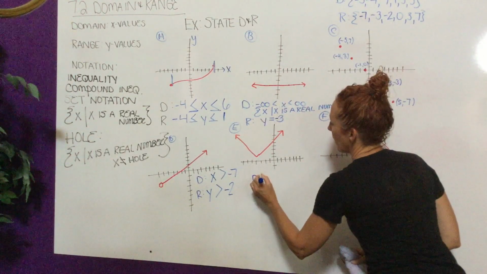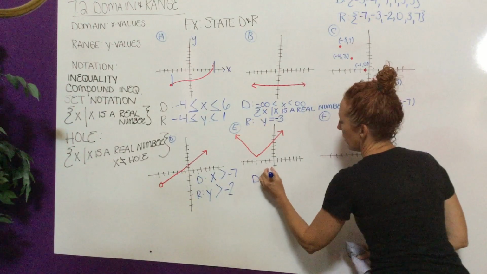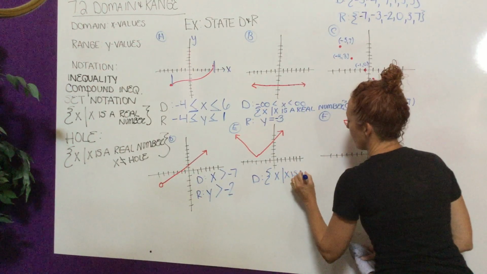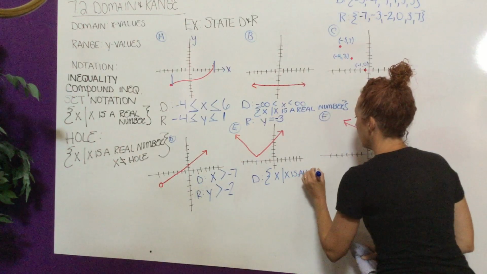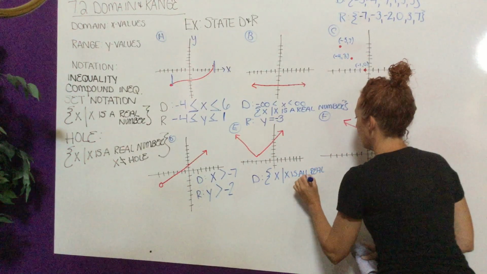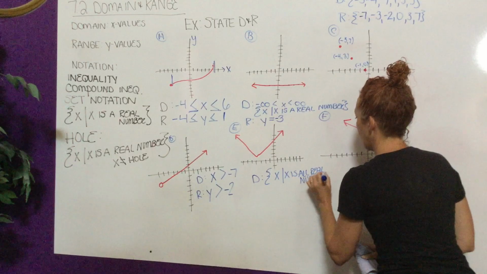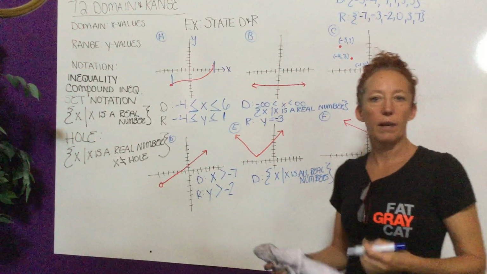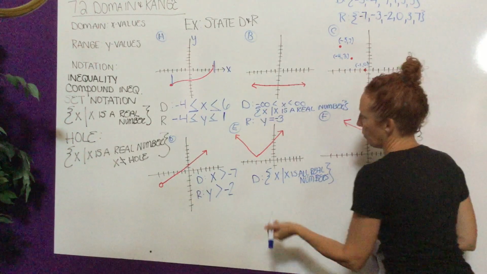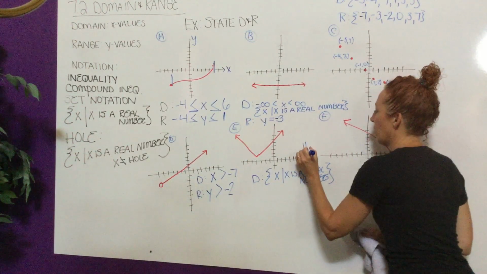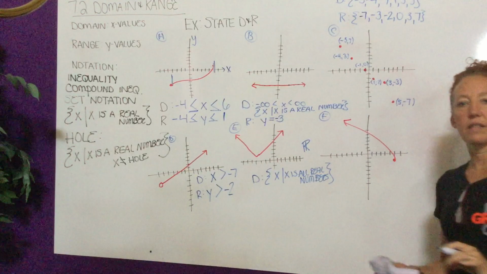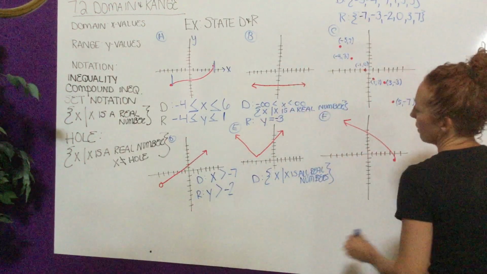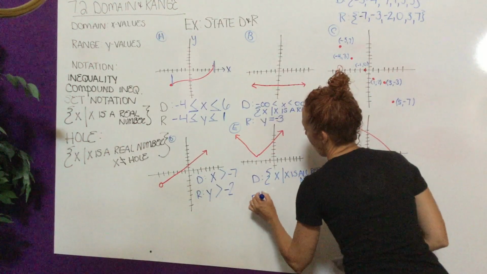So the domain here is going to be the set of x such that x is all real numbers. There is an easier way to write that, but that is not what MyMathLab does. If you're familiar with the shortcut, that double R, that stands for all real numbers. I haven't noticed that in your homework program yet.